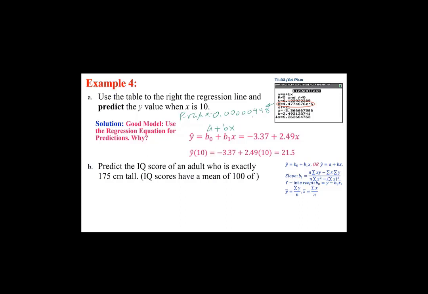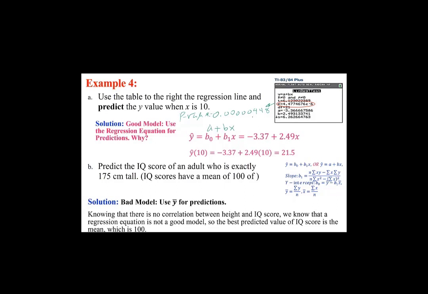But if you look at part B, predict the IQ scores for an adult who is exactly 175 centimeters tall. That makes no sense whatsoever. By that I mean there is no correlation between IQ and height, and therefore you use what? Y bar, okay, and that is the mean, which is 100.